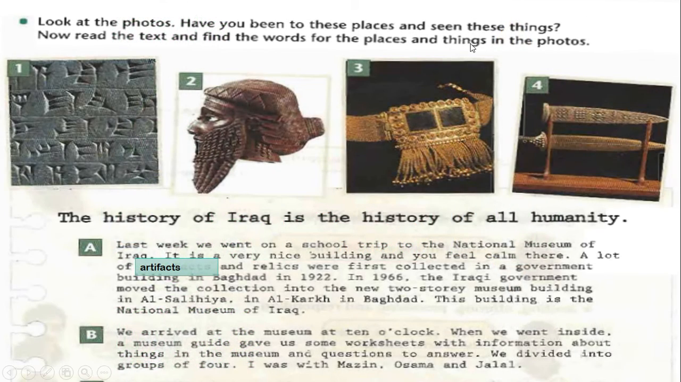So let us start. Look at the photos. Have you been to these places and seen these things? Now read the text and find words for the places and things in the photos. Look at the photos. What can you see? Where do you think these things are? Of course, they are in a museum.